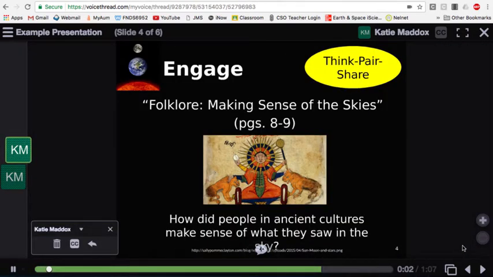Alright guys and girls, we're going to do 2 things today. So the first thing you're going to do is you're going to open your textbook to page 8 and 9, and you're going to read the article Folklore Making Sense of the Skies. Now this article is a little crazy. It's got some good tales in it of how people in ancient cultures, what they thought whenever they saw different things happening in the sky with the sun, earth, and moon. Your teacher's going to give you about 10 to 15 minutes to read this article and really absorb it. Make any notes you need in your science notebook.